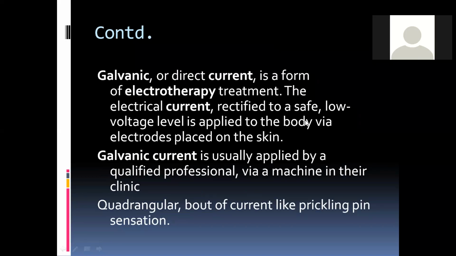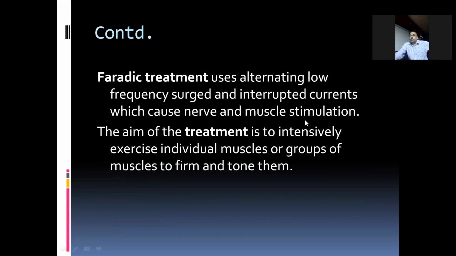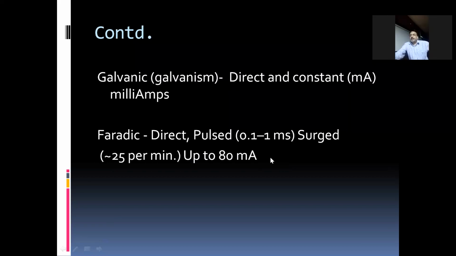Now faradic currents are being used to stimulate normal muscle, and galvanic current is used for denervated muscle or paralytic muscle. Now come to the next slide. Interrupted galvanic current has a duration of 100 milliseconds. Again, I recollect that we are using two types of current: one is surge faradic, one is interrupted galvanic. Surge faradic is short duration and interrupted galvanic is long duration.